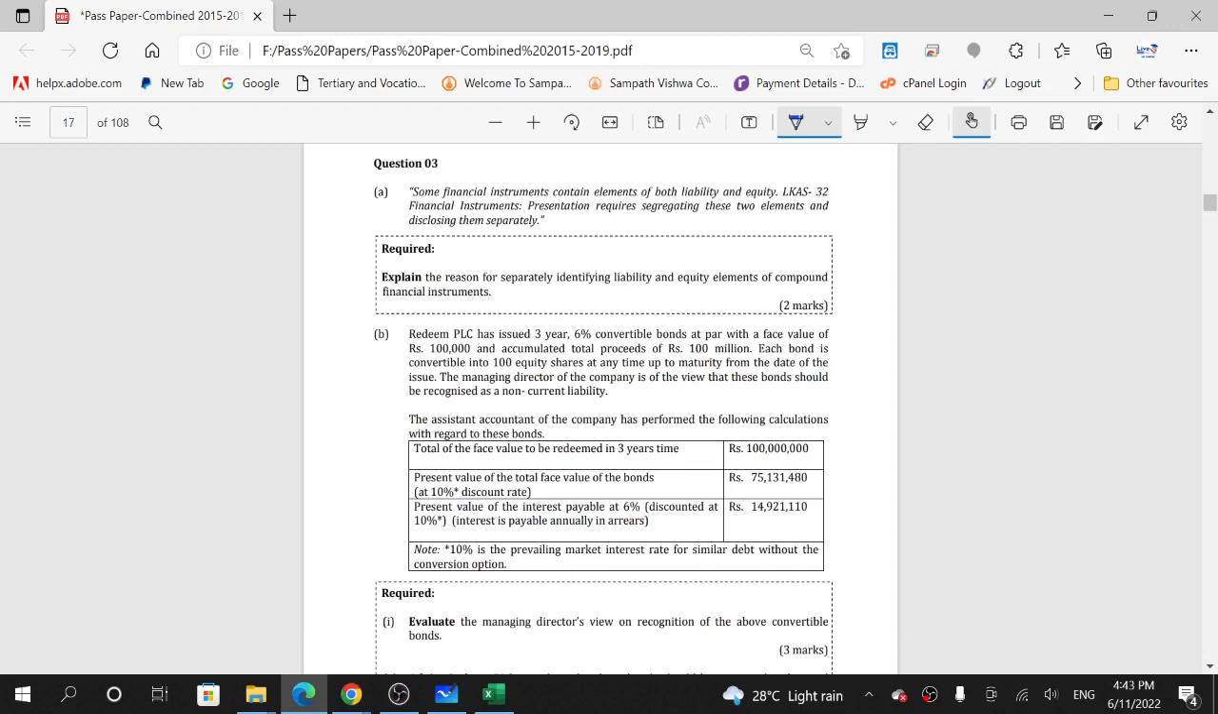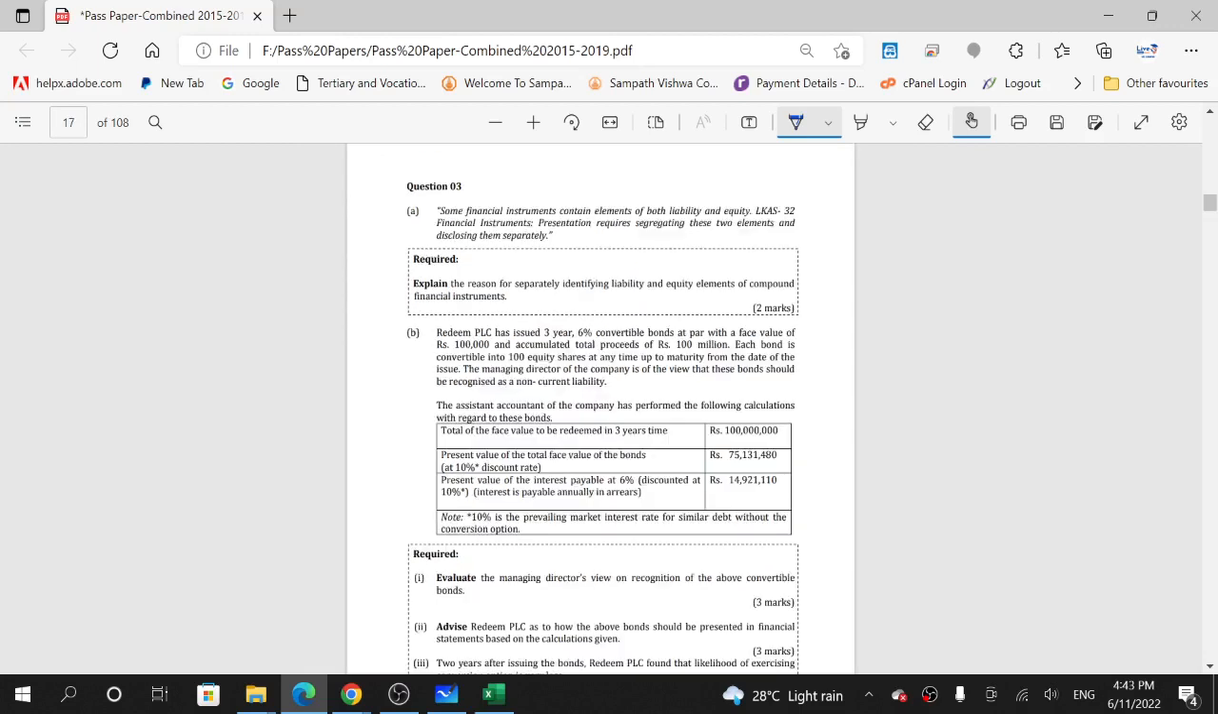This we need not spend much time on. Some financial instruments contain elements of both liability and equity. LKAS 32 Financial Instruments: Presentation requires segregating these two elements and disclosing them separately. Explain the reason for separately identifying the liability and equity components in the financial instrument. That is part 1 of the question. So you need to tell why the requirement is there to separate.